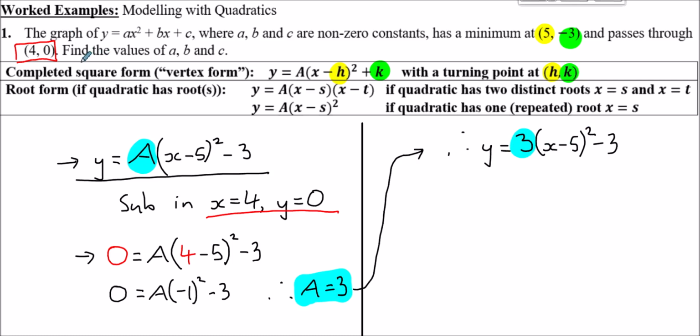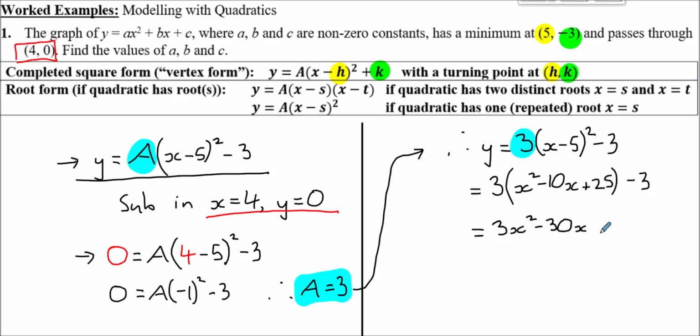However, the question asks us to find the values of a, b and c, so it's written in this standard form. This form here is different to what we need, so what we need to do now is expand this out. So expand out the brackets. So (x minus 5) all squared is x squared minus 10x plus 25, and then that minus 3 on the end. So multiply all of this by 3, we get 3x squared minus 30x plus 75 minus 3, which we can then make simpler by saying 75 minus 3 is just plus 72.